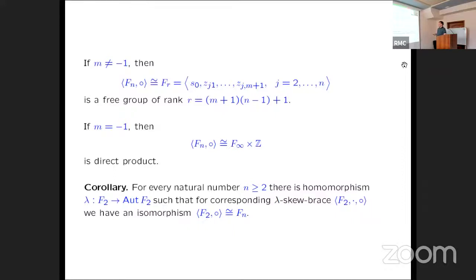And corollary: for every natural number n, there is a homomorphism lambda from F2 to Out F2 such that for corresponding lambda skew brace, we have an isomorphism. The multiplicative group is a free group of rank n.